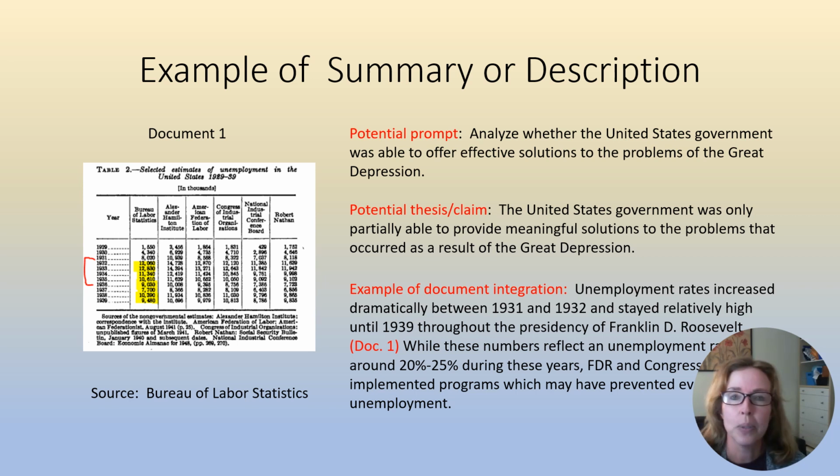So here's an example of how to summarize or describe something that would be a chart or that would have statistical information. For example, in this table, we have the selected estimates of unemployment in the United States between 1929 and 1939. And of course, if you're familiar with U.S. history, that means during the Great Depression.